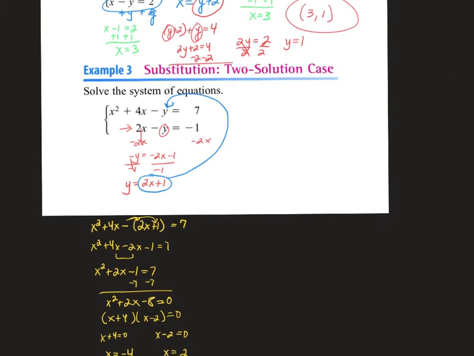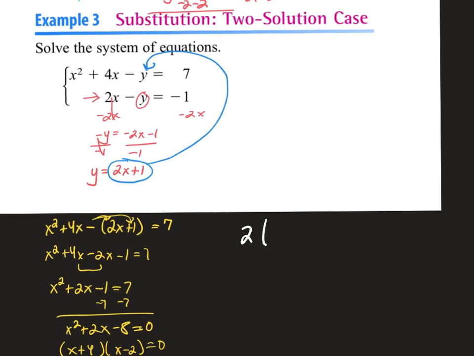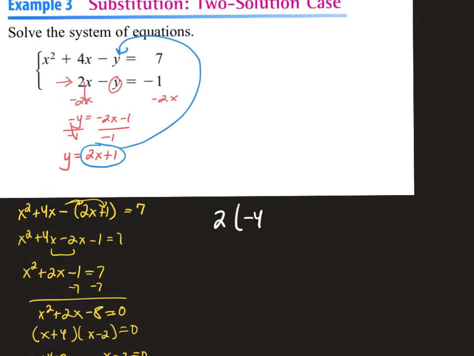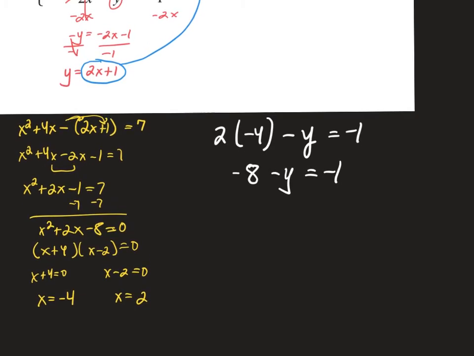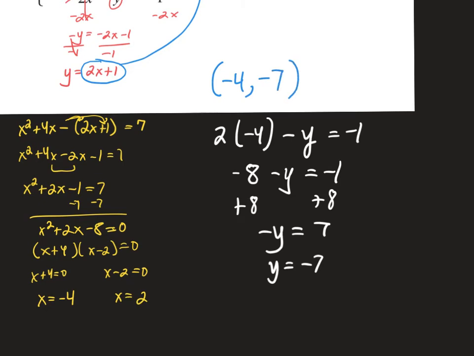You just plug it in. So I can say 2 times, what's the first x I found? Negative 4 minus y equals negative 1. What's 2 times negative 4? Negative 8 minus y equals negative 1. Now what? I'm going to add 8 to both sides. So I get negative y equals 7. So y equals negative 7. So I found one ordered pair: when I plugged in negative 4, I got out what? Negative 7? Yep.